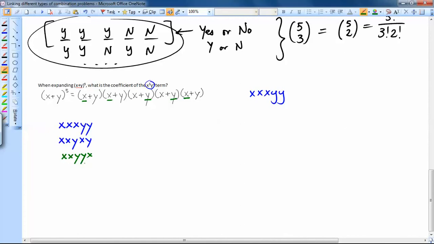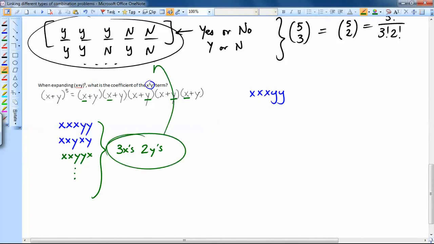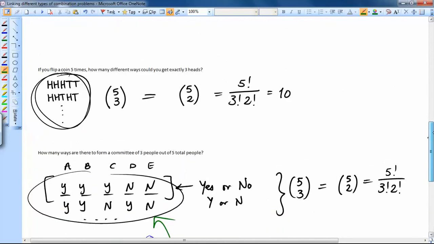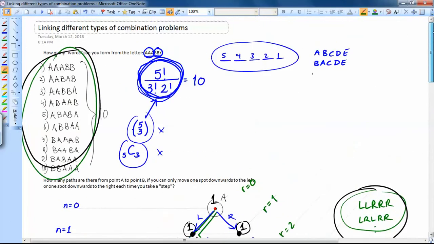If I keep doing this, you can start to see that I'm really just coming up with as many words as I can that have 3 x's and 2 y's. So if I keep writing this out, I'm really not doing anything different from this problem or the one before that or the one way up here where I'm listing off all the words that have 3 A's and 2 B's. Instead, I've got 3 X's and 2 Y's.